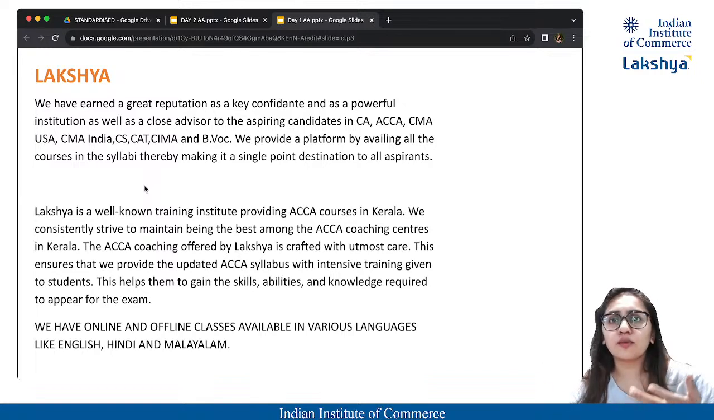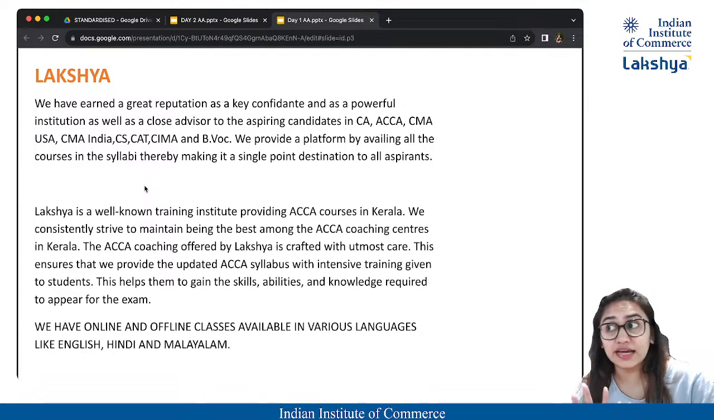So if you're taking commerce, obviously you have something big in your mind. All the courses are offered by Lakshya. You have CA, you have ACCA, you have CMA US, you have CMA India, you name it, and that is available. So we provide a platform for all those courses that are there. Lakshya is a well-known training institute providing ACCA courses in Kerala. We all are aware that it is a very big name there, okay?